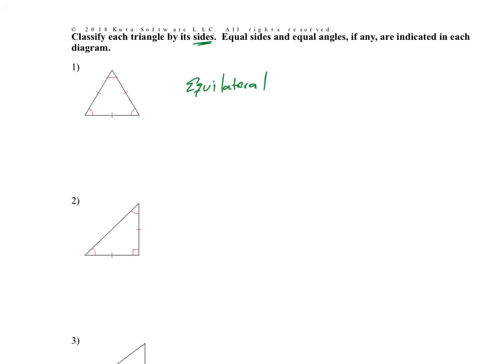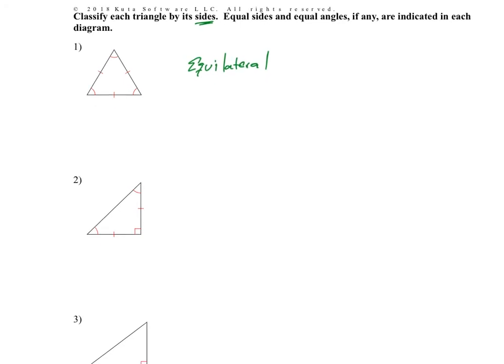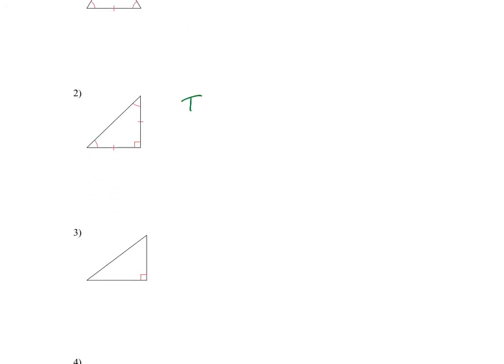When we are classifying triangles, most of the time we use the best classification, right? I can say that this one is also an isosceles triangle, right? Because it has two congruent sides. But this one, its best classification is equilateral because it has all three sides congruent. On number two, this one is isosceles. Why? Because it has two congruent sides right there.